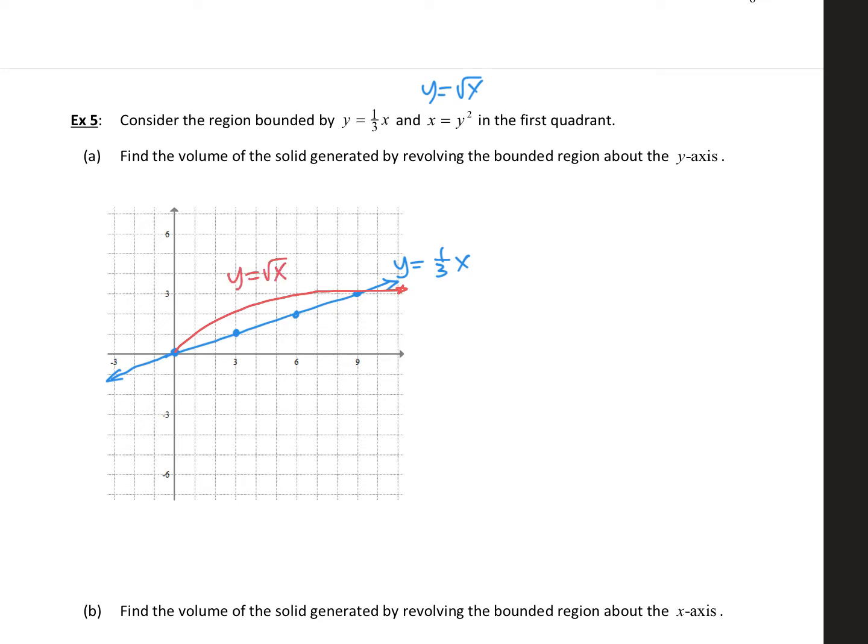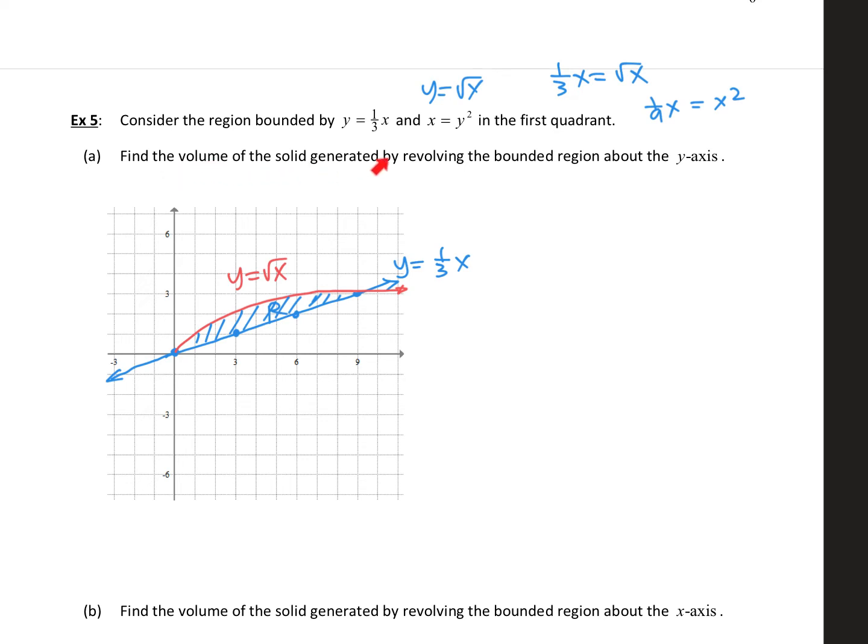How do I know that more precisely? I can again set them equal to each other. So 1/3 x is equal to radical x. Square both sides: 1 over 9 x is equal to x squared. When you solve it, you get 0 and 9. So I know where they meet. So we're talking about this region here, just region R. So this kind of tiny region right there.